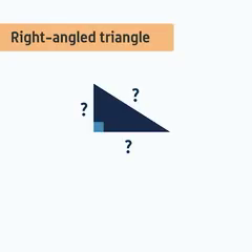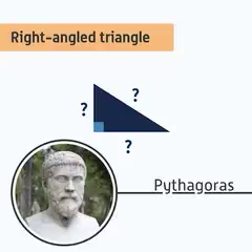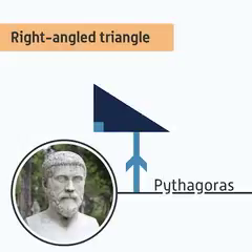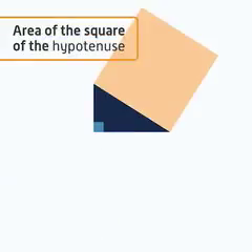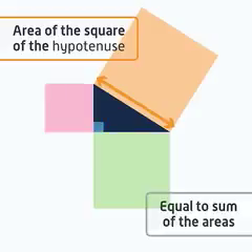How do you work out the length of a side in a right-angled triangle? A very long time ago, a Greek philosopher, Pythagoras, came up with a theorem about right-angled triangles. He said that the area of the square of the hypotenuse, which is the side opposite the right angle, is equal to the sum of the areas of the squares of the other two sides.